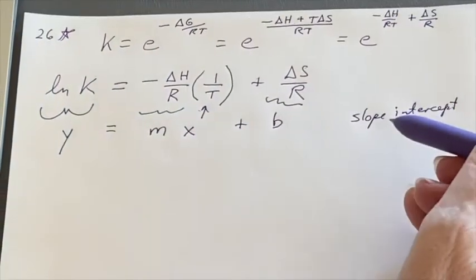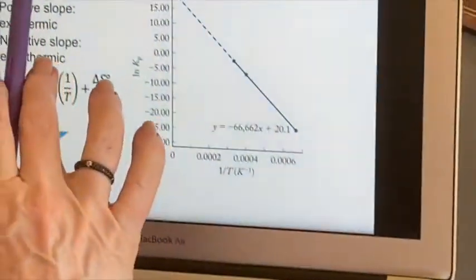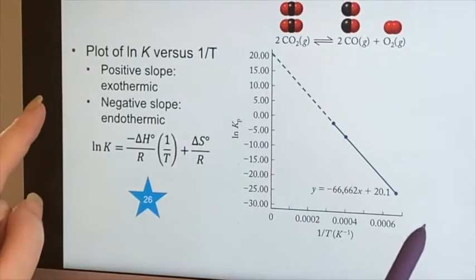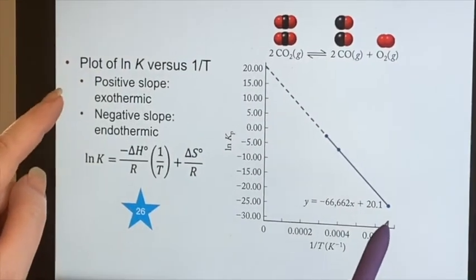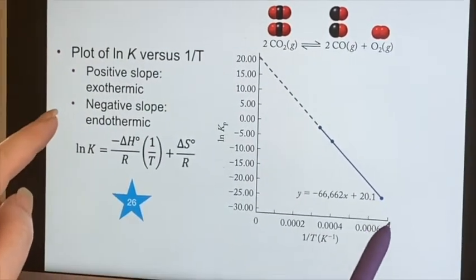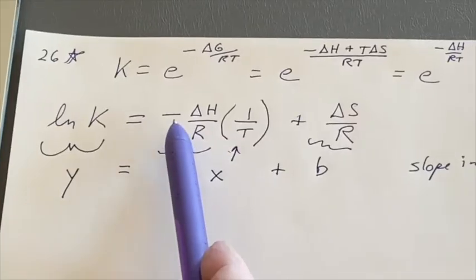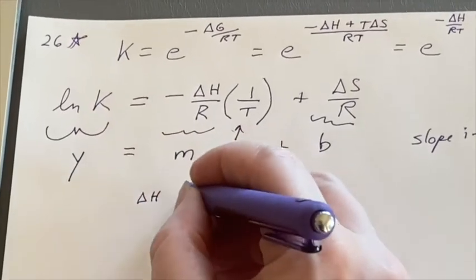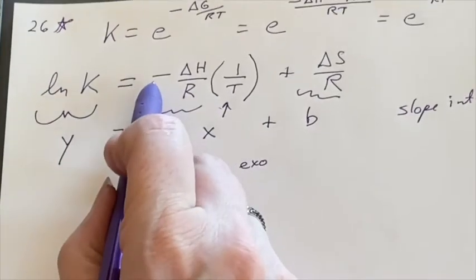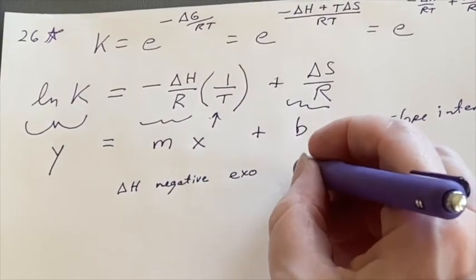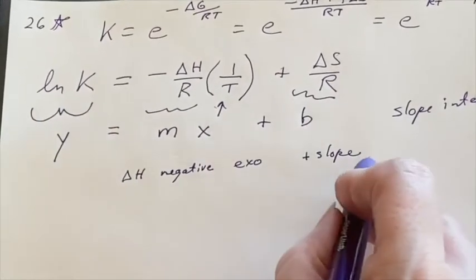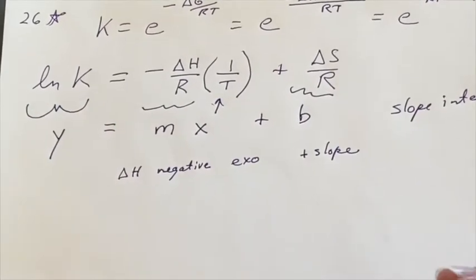So it turns out that the plot of the logarithm of K, when plotted against 1 over T, ends up being a straight line. If you have a positive slope, it was exothermic. If you have a negative slope, it's endothermic, because this had a minus here, right? When delta H is negative, that's exothermic. If delta H is negative, then this other negative is going to cancel, and you would end up with a positive slope. So exothermic will give you the positive slope. And of course, negative slope is endothermic.